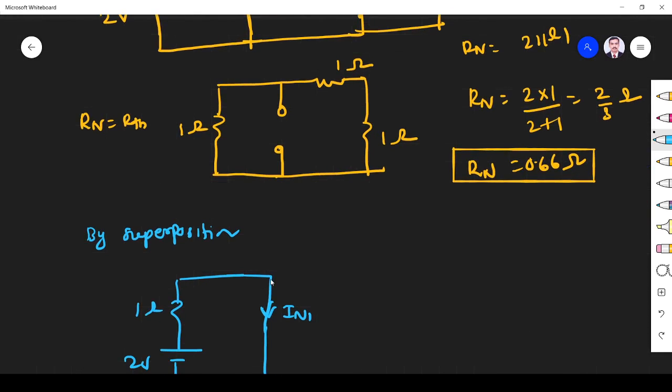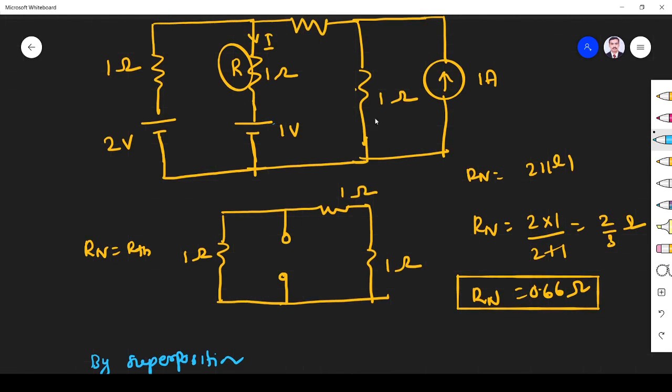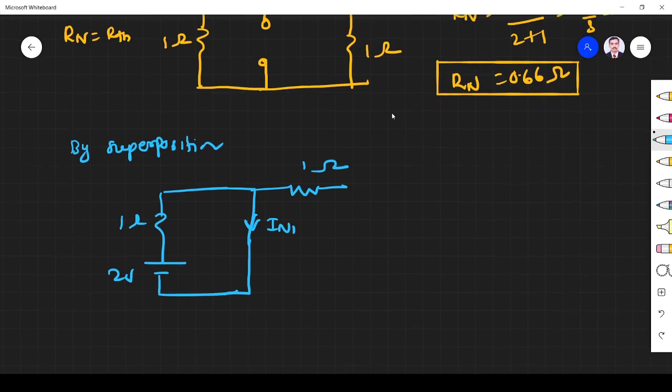Next, this resistor is there, 1 ohm. Fine. This current source I remove, it will become open. This 1 ohm I keep. So this is 1 ohm. So now I find I Norton. So I Norton is given by I Norton is equal to V by R.